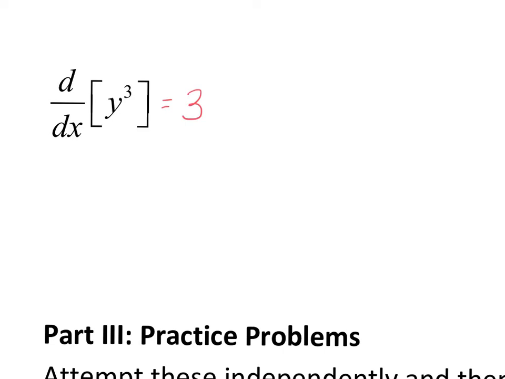So we can still use the power rule, except we want to remember that y is defined in terms of x. So to find the derivative of y cubed with respect to x, we'd have to use the chain rule and multiply by the derivative of y with respect to x. Now we don't know what this is, so this is really the best that we can do. The derivative of y cubed with respect to x is 3y squared times the derivative of y.